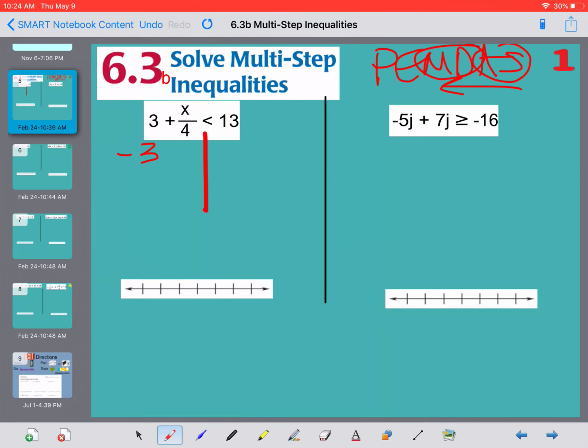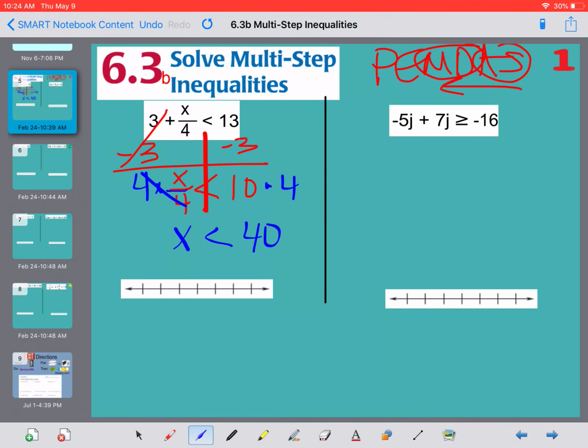So I'm going to subtract 3 from both sides. That gives us x divided by 4 is less than 10. And then to get rid of division, the opposite of division is multiplication. So we're going to multiply by 4. 4 over 4 makes 1, so we have 1x, or just x, is less than 40.